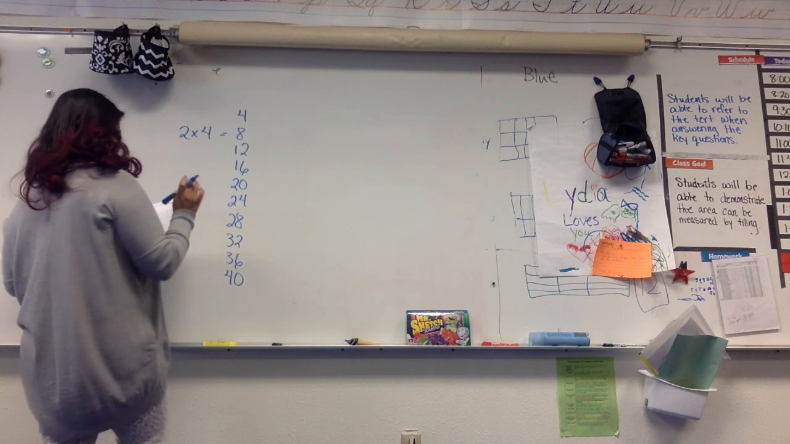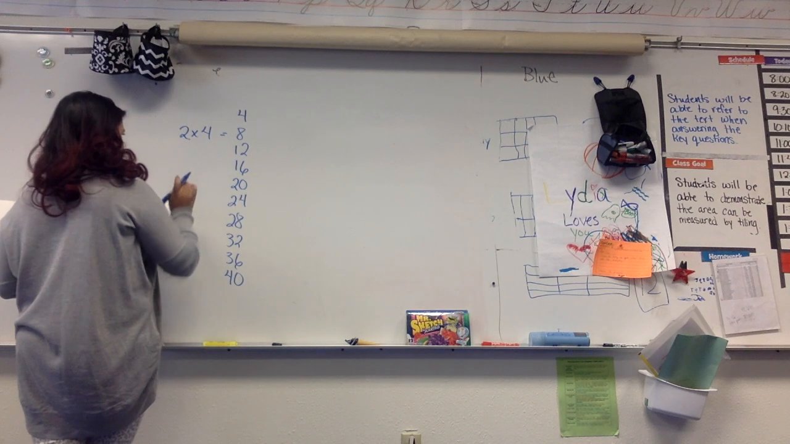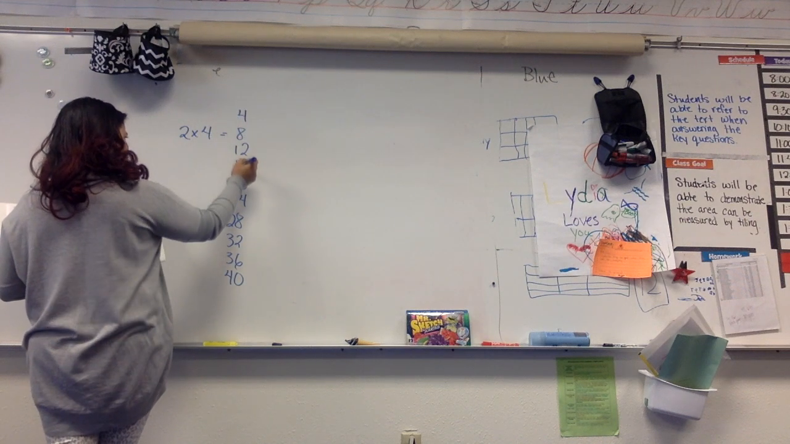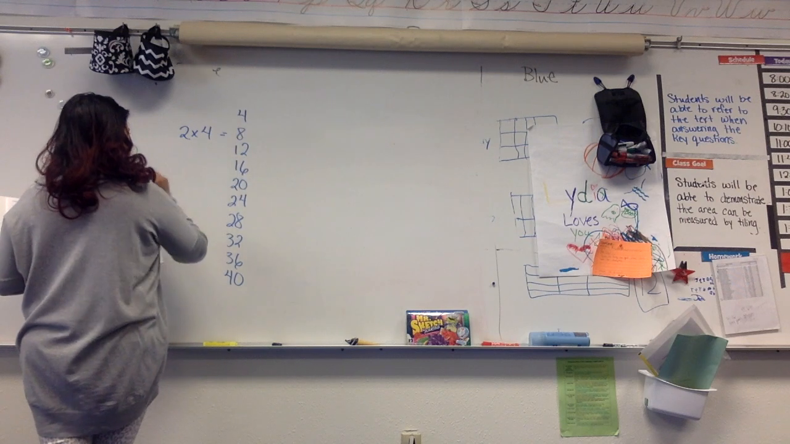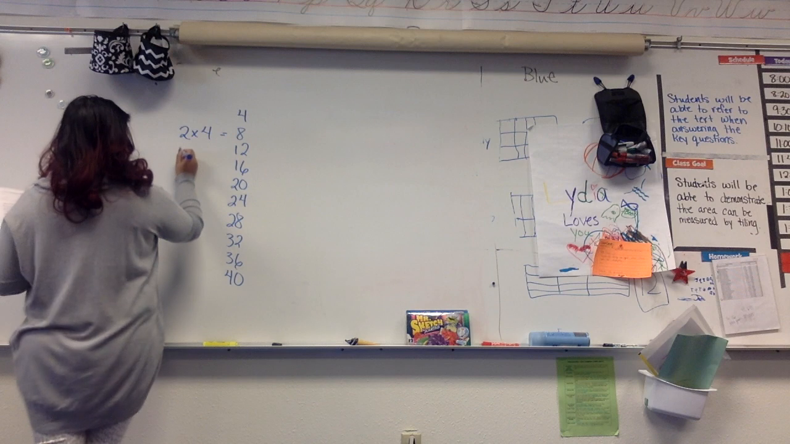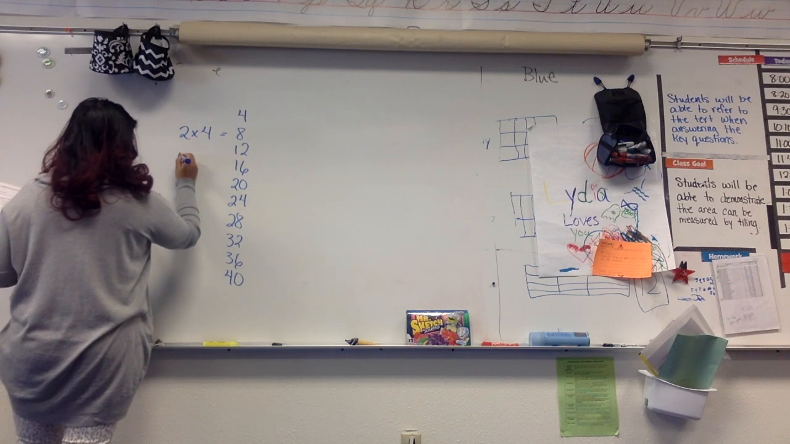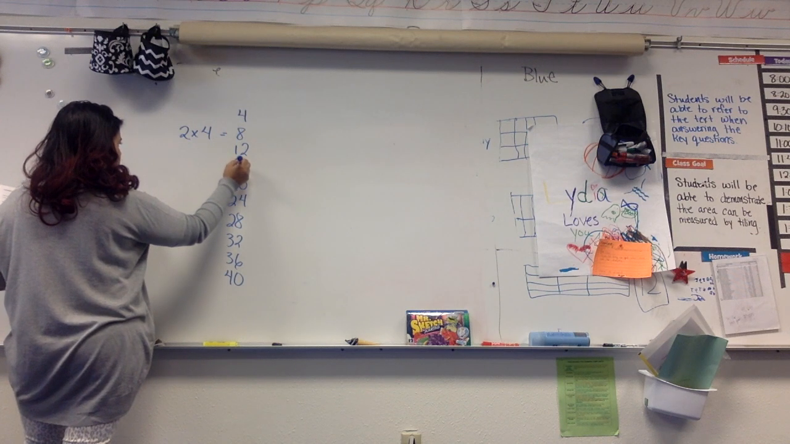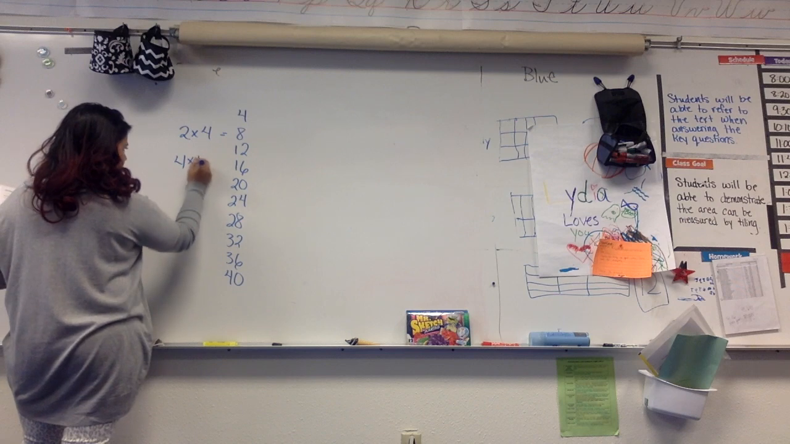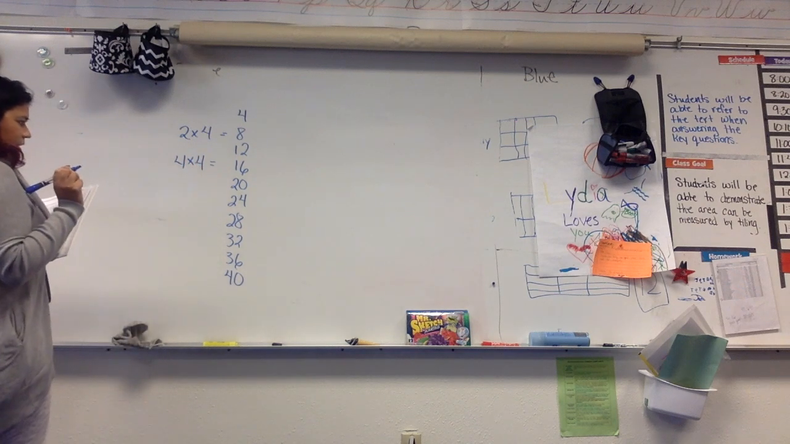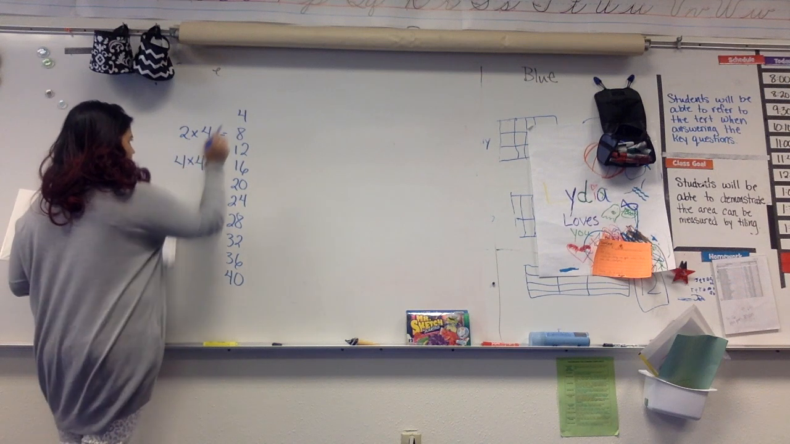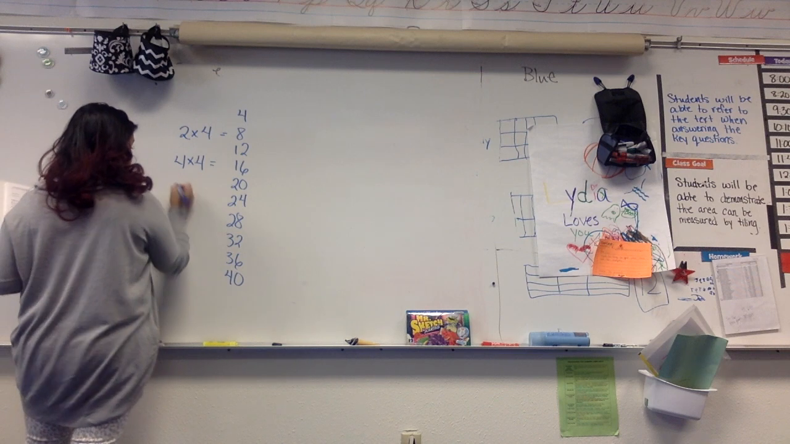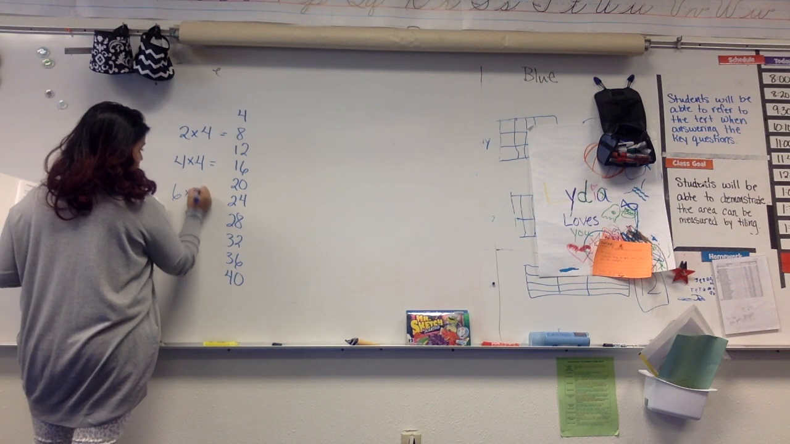Now, I'm going to add another 8. So if I add another 8, if we're counting by 4s here, I'm going to skip 1. So I'm going to add another 8. So that would be 1, 2, 3, 4 fours. So 4 fours equals 16. 1, 2, 3, 4, 5, 6 fours is equal to 24.